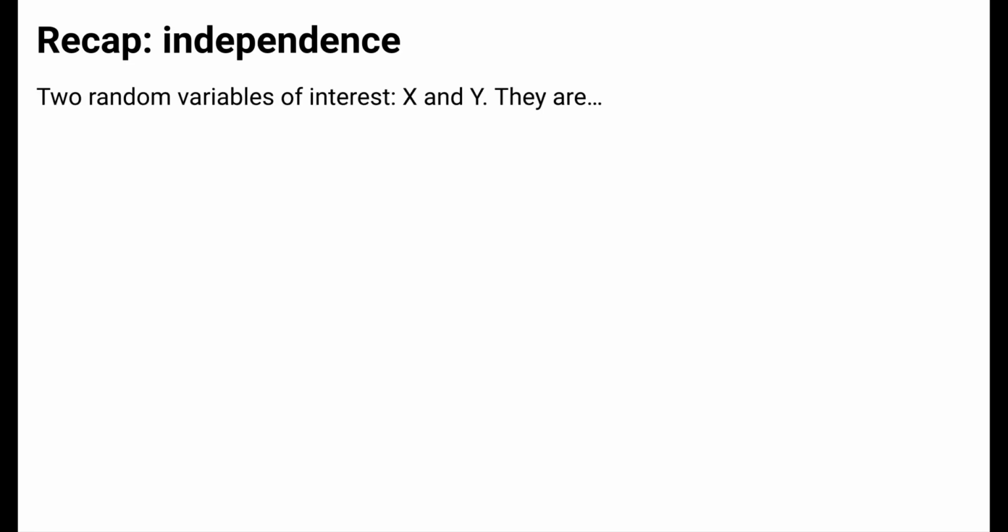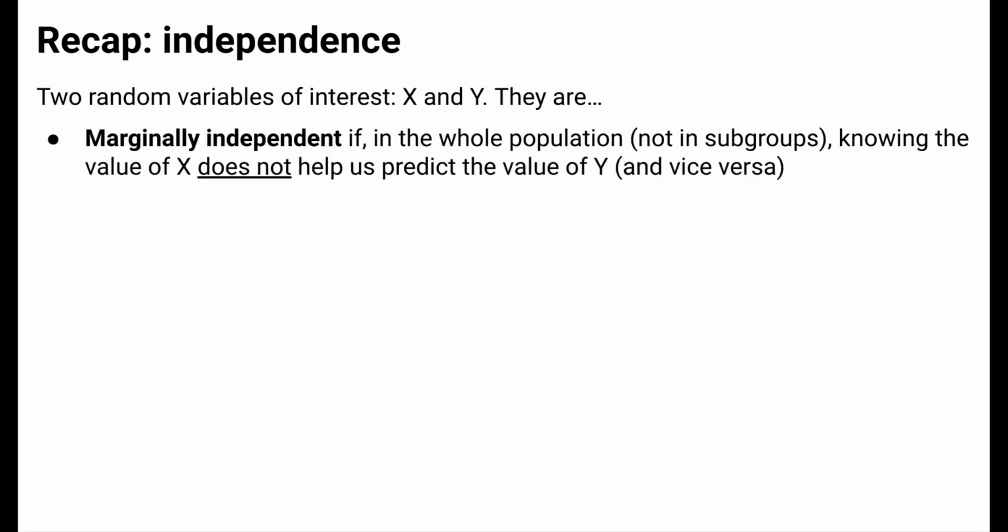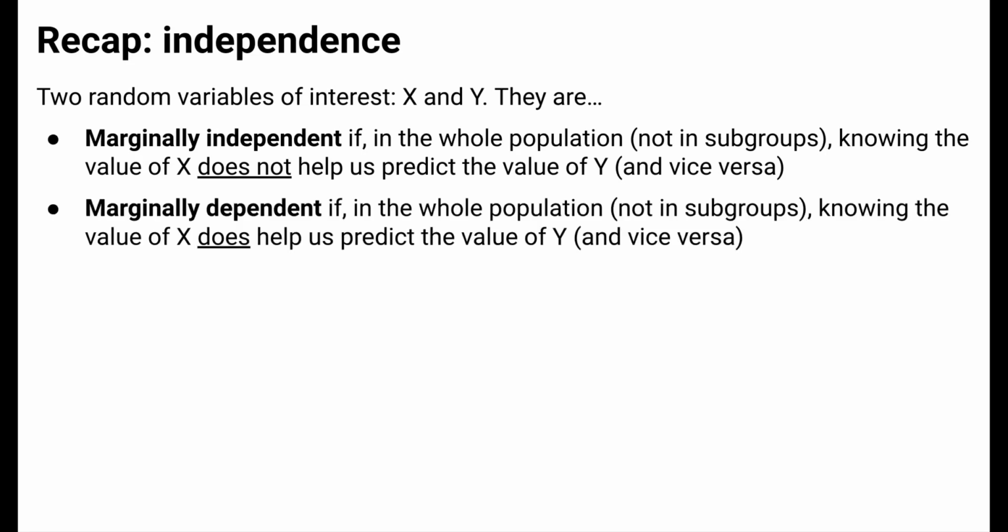The independence concepts in this video will be crucial for us, so let's review what they mean in conceptual terms. We are in general going to be interested in two random variables, x and y, and they're usually going to denote a potential cause and some outcome of interest. So these variables are marginally independent if in the whole population, not in subgroups, knowing the value of x does not help us predict the value of y, and vice versa. These variables are marginally dependent if in this whole population, not in subgroups, knowing the value of x does help us predict the value of y, and vice versa.